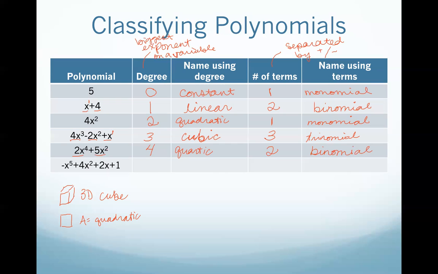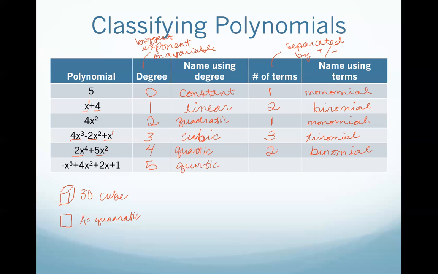And our last one here, we have exponents of 5, 2, 1, and 0. The biggest of that is 5. And if I have twins, but there are 5 of them, we would call them a quintuplet. So this is a quintic polynomial. Quin means 5. So that's constant, linear, quadratic, cubic, quartic, quintic.